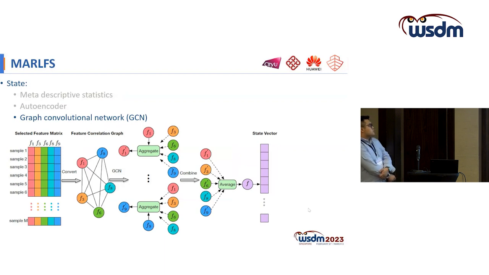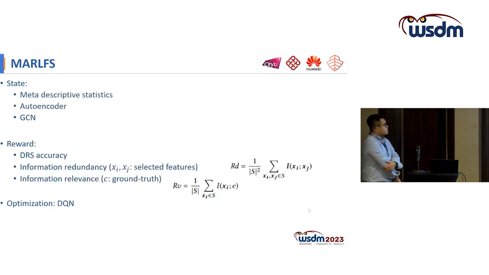With this method, we could construct a fully connected graph for all of the selected features, where the node representation for every node is its values, every row. And with this graph, we could conduct a GCN for this graph, and by the message passing and the aggregation, we could get the final state vectors like this. And with the environment state, the selection decision is made according to the state we obtained by one of these methods.